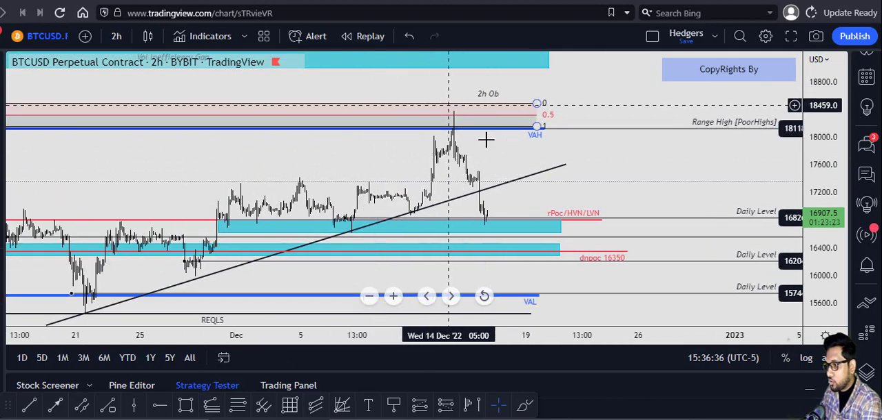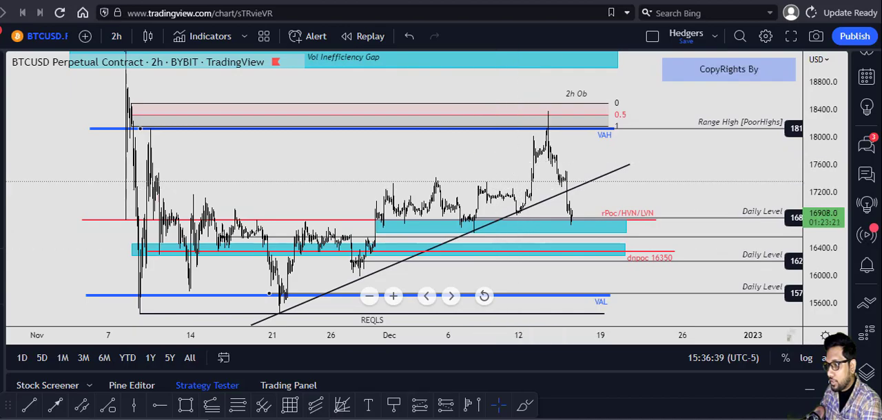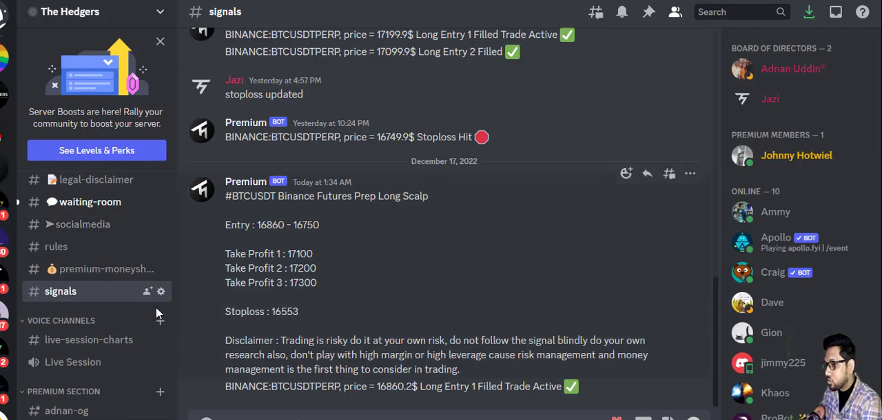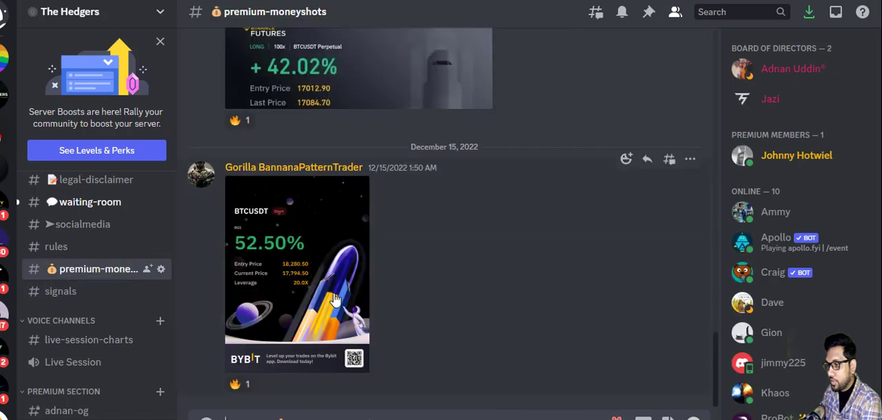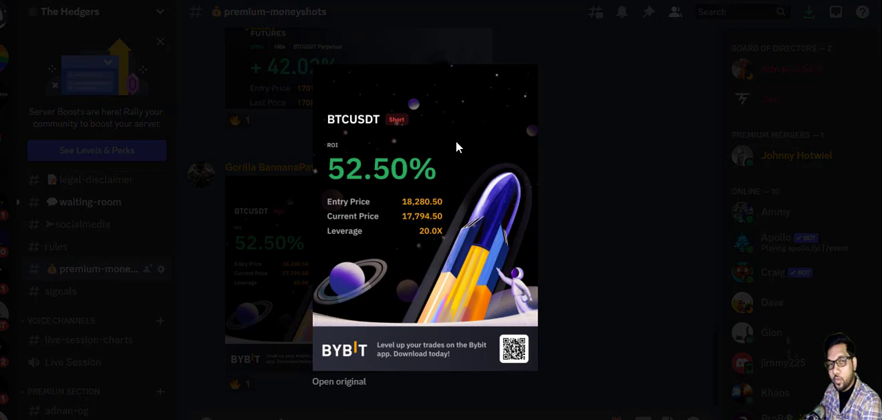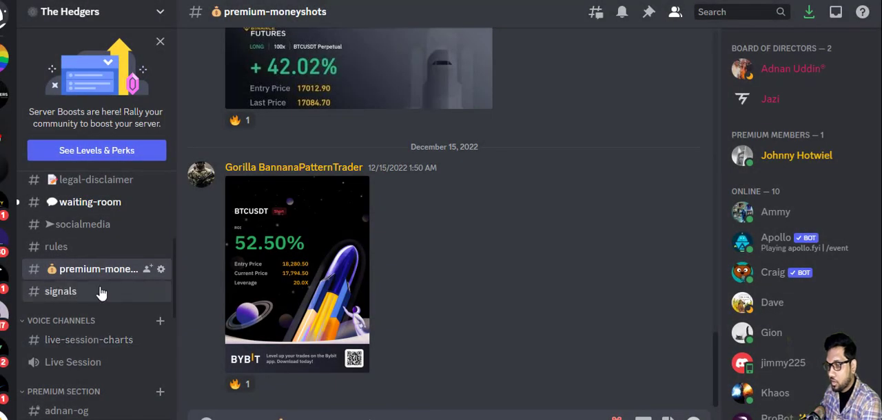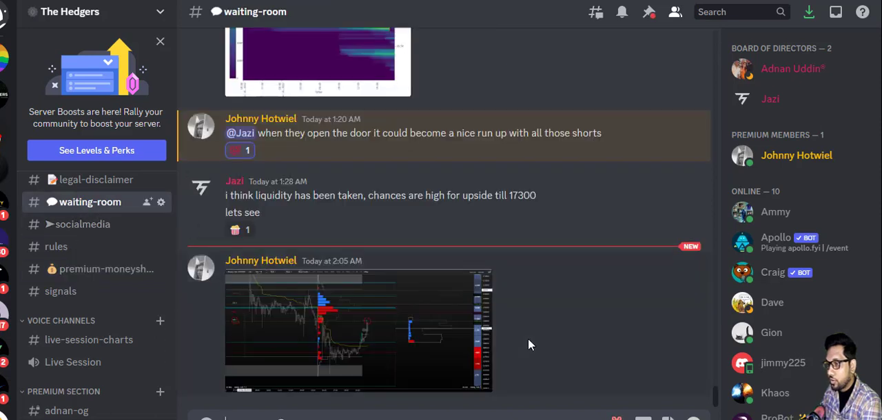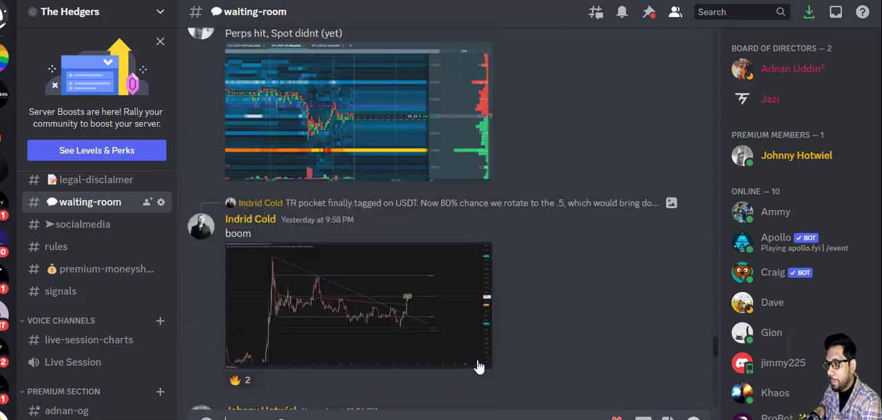This was the bull trap that we had already discussed in our Discord group, and we took that trade on this bull trap. People are longing this trade, and we are literally shorting this trade exactly to the 2 hour bearish order block, you know. And we already gave this trade setup in our group. I'll show you.